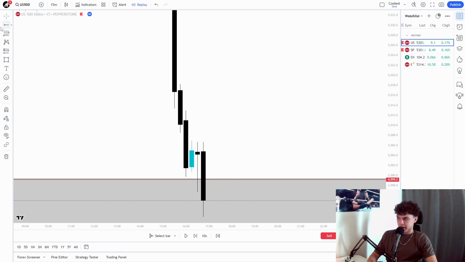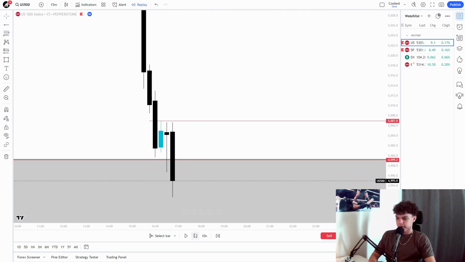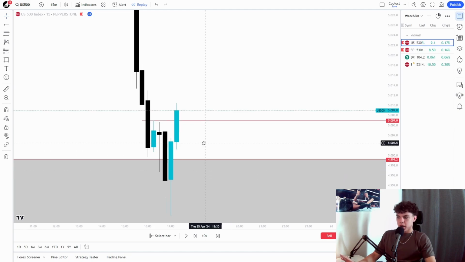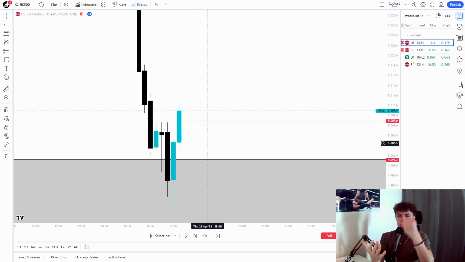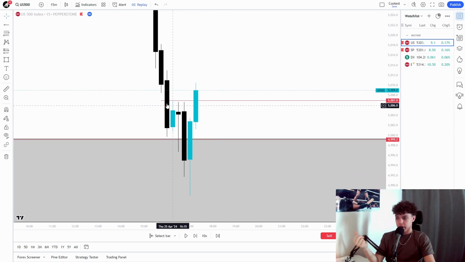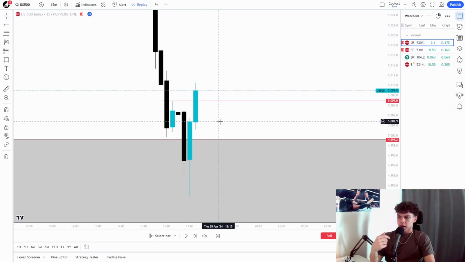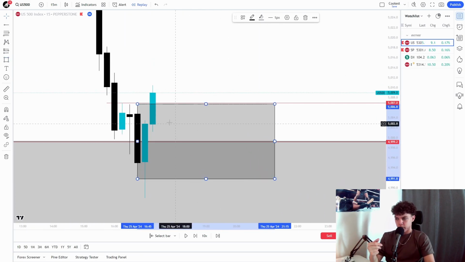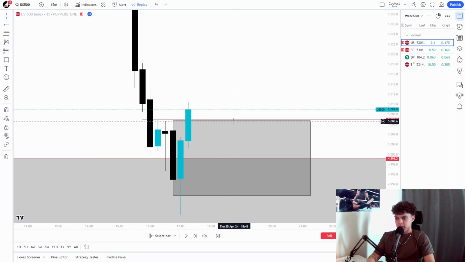We can look for a breakout structure to the upside, right here. Do we see immediate reaction? Boom. Guys, that is a good sign. We hit the order block and we see immediate reaction on the lower time frame also. We see a breakout structure to the upside, as you see. And what does it also leave behind after the breakout structure to the upside on the 50-minute? Another order block.